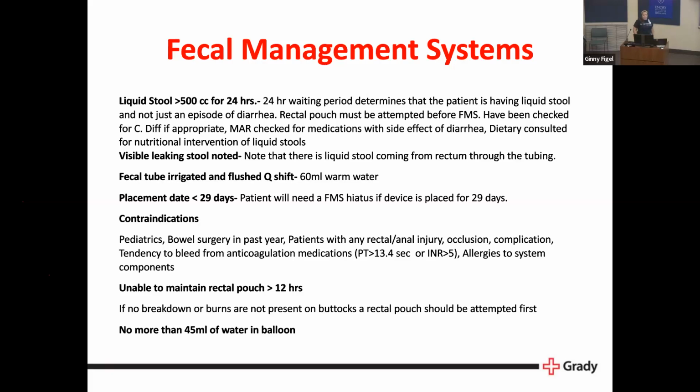Okay. Fecal management systems. So they are great when they work, but do they have their risks? Yes, they do. Okay. So this is pretty much our policy around them. So the FMS is going to be good for a situation where a patient is having liquid stool a lot for an extended period of time, right? So one episode of liquid diarrhea does not constitute needing a big balloon up your booty to collect all your stool, right? That's not good care.